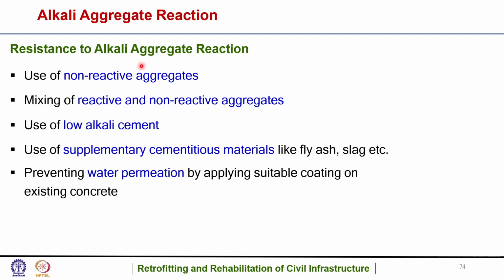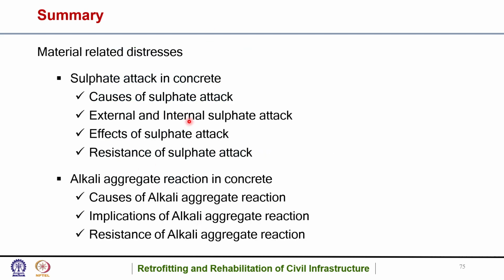So how to resist this? By using firstly the non-reactive aggregates, mixing of reactive and non-reactive aggregates, use of low alkali cement, use of SCM like fly ash, slag, etc. Preventing water permeation by applying suitable coating on existing concrete. So these are some of the ways to resist alkali aggregate reaction.